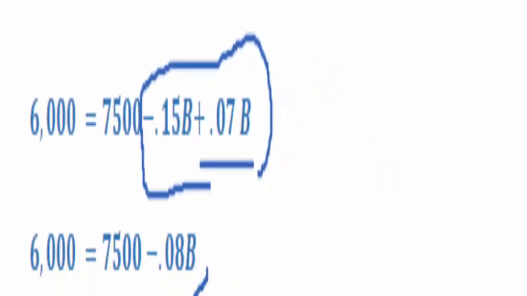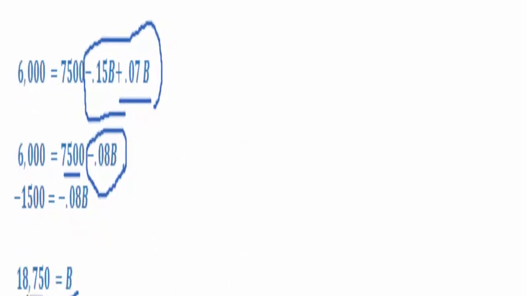Now we're going to combine these two terms. Remember, that's a negative 0.15 times a positive 0.07, which is negative 0.08. So we have 6,000 equals 7,500 minus 0.08 B. Subtract the 7,500, divide by negative 0.08, and we end up with B equals 18,750.